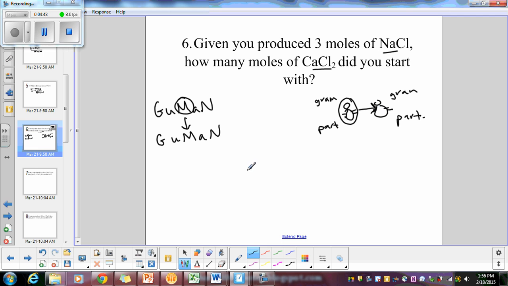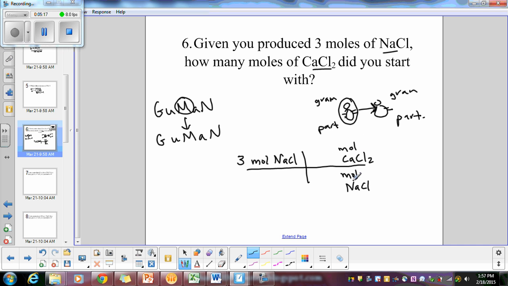That's only one step. So my bridge is only going to have one vertical line. Whatever they give me in the problem goes in the top left. So I have 3. I need a unit, which is moles, and a substance, which is NaCl. Moles of NaCl drops down here, just like stuff did in our other video. And from moles of NaCl, I'm trying to get to moles of CaCl2. So I'm going to put that in the top corner.